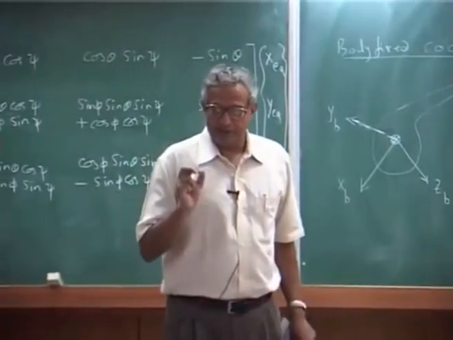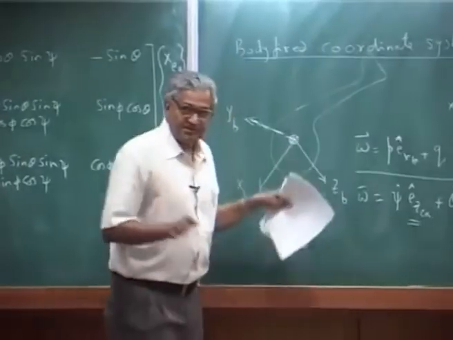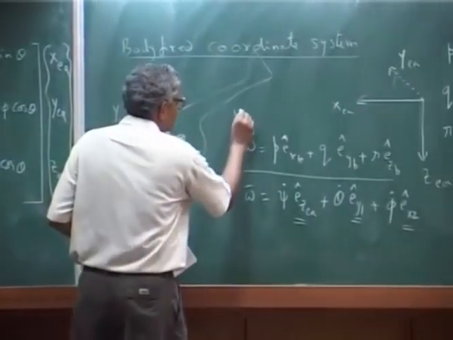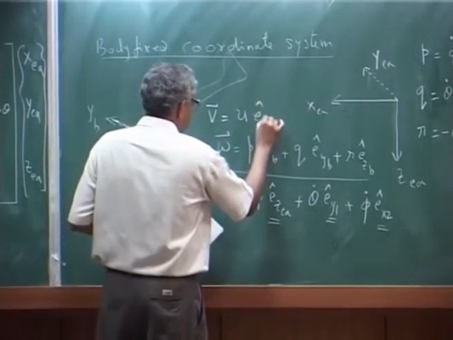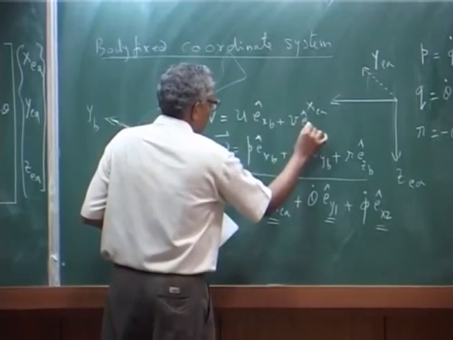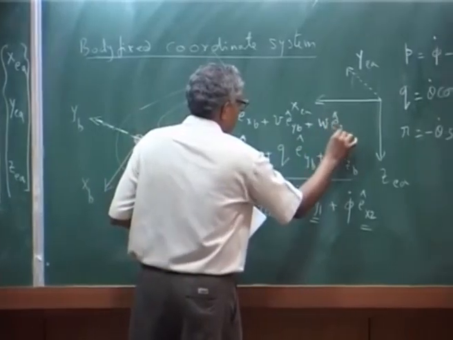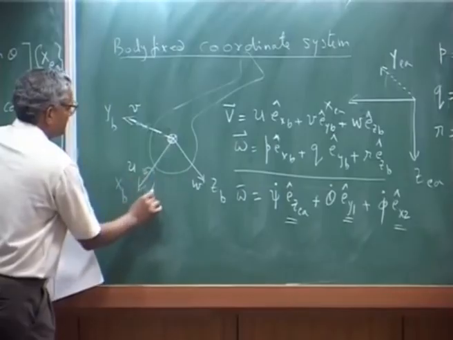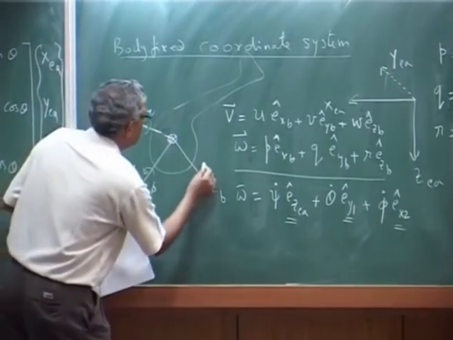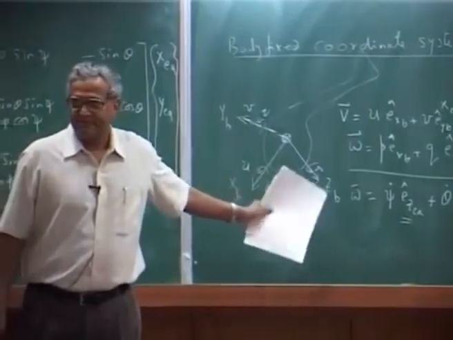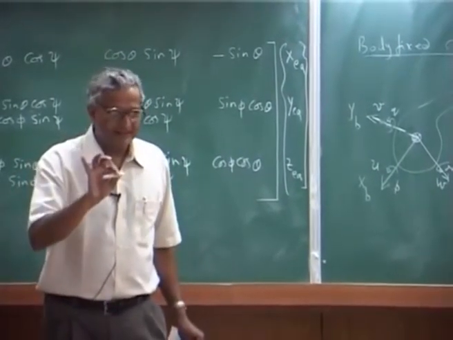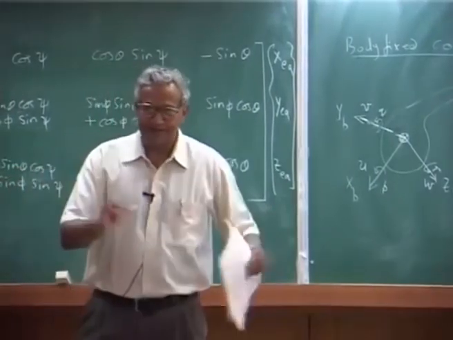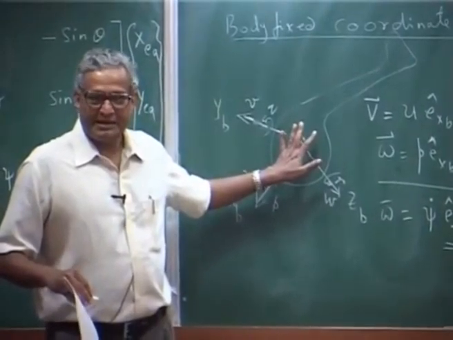Now, what I specify is my velocity vector of the helicopter, which I define as u e_xb plus v e_yb plus w e_zb. That means this is my u, v, w, and you have p, q and r. Okay. So, at a time I have a velocity of the body and the angular velocity of the body defined with respect to the body fixed system.